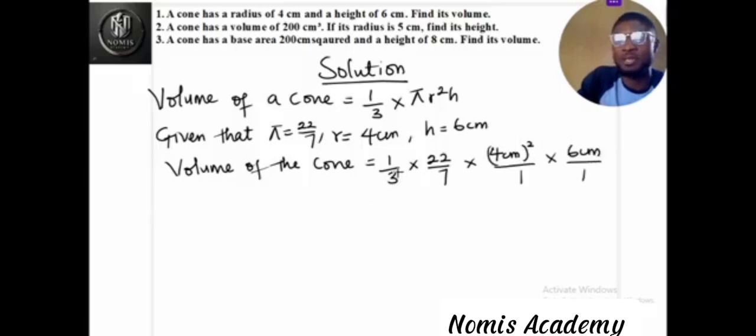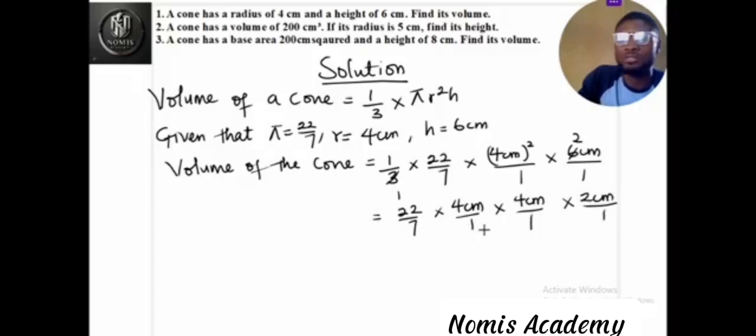So I can simply say 3 here 1, 3 here 2. So I'll be left with 22 over 7 multiplied by 4 centimeter over 1 multiplied by 4 centimeter over 1. This 4 centimeter squared has been split now. Multiplied by 2 centimeter over 1. So all denominators 1, 1, then this is 7. 7 times 1 times 1 times 1 is 7. So let's multiply all through the numerators.